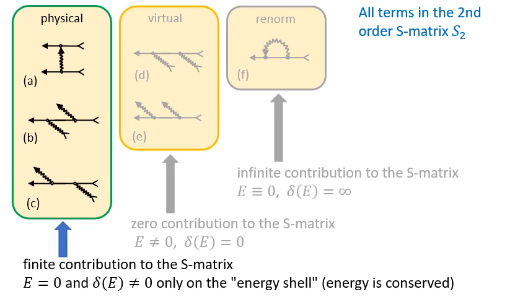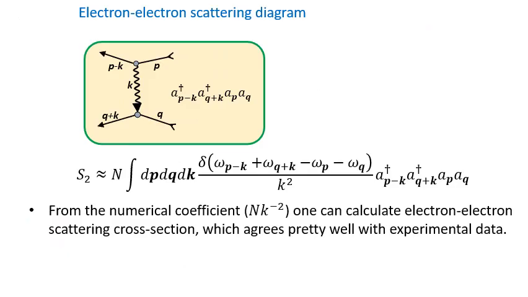Now, if we collect all second-order S-matrix terms, we will be able to classify them into three distinct groups. First is the group of so-called physical terms. Their described processes, such as electron-electron or electron-photon scattering, are physically possible with energy conservation. The energy delta function is non-zero on the energy shell, and these terms provide finite contributions to the S-matrix.